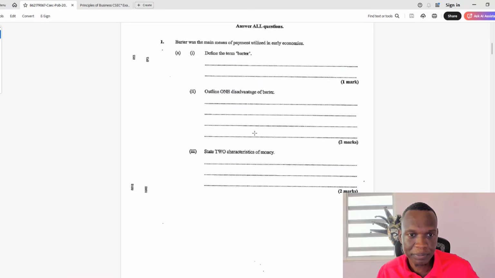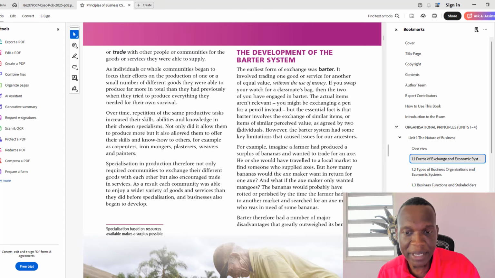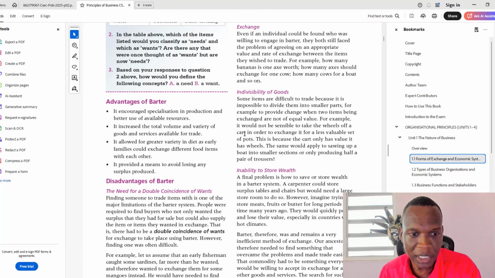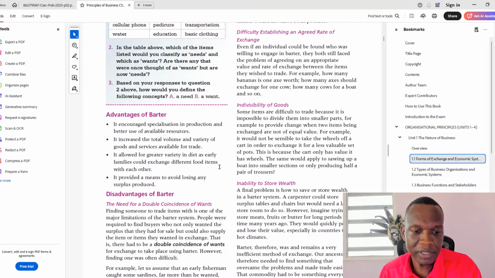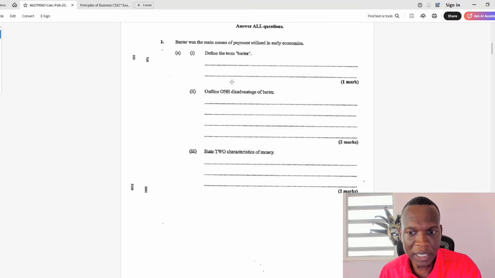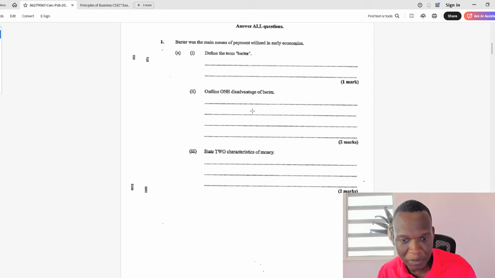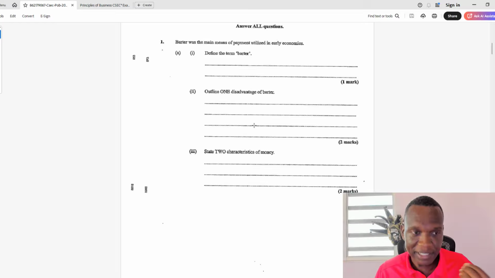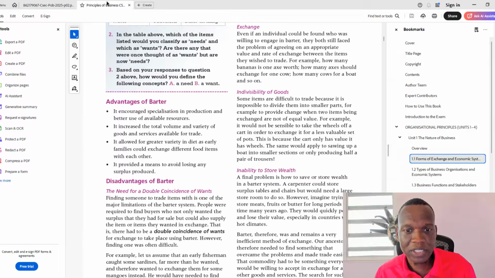Roman numeral 2. Outline 1 disadvantage of barter. And so you have many. The disadvantages are many, right? I think the 4 main ones are... what is the outline? If they are telling us to outline, that means it's not just a listing. That's why they gave us these lines. You have to give a nice little 1 or 2 sentences for the outline. So let's go. You can choose any one you want.